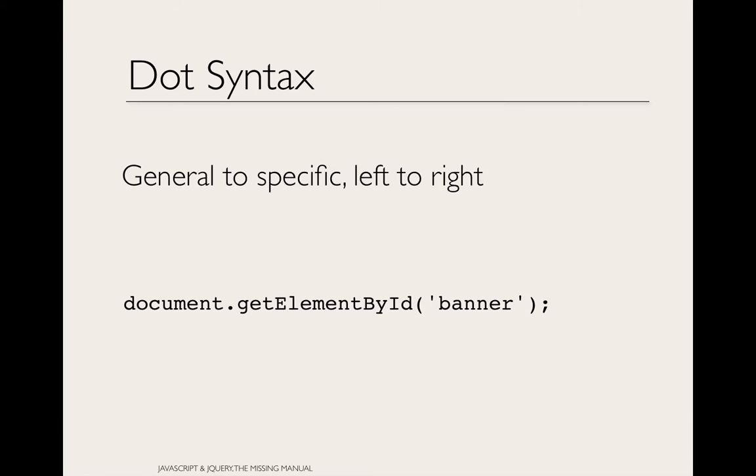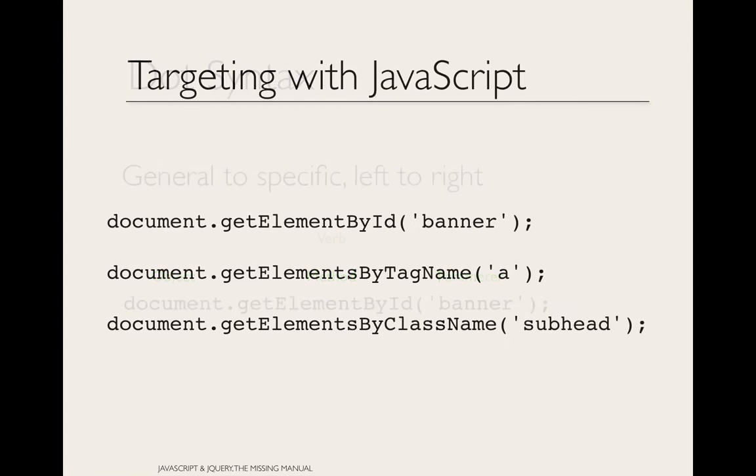JavaScript is case sensitive, if you remember, so look at getElementById and realize the E and the B and the I are capitalized. This is the camel case capitalization. And if you don't capitalize these things exactly as JavaScript is expecting them, they won't work. It just simply won't work. But we have an object and we have a method. The banner is the parameter of the thing you want to find. The method is like a verb.